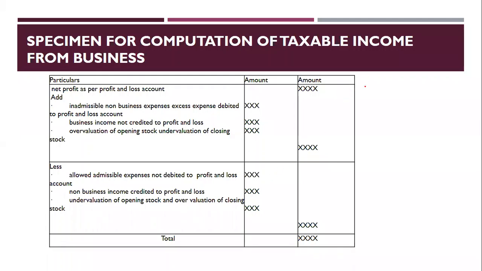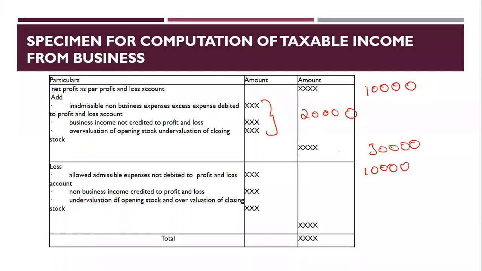For example, your net profit is 10,000, and you are adding all this and getting 20,000 for example, and your profit comes to around 30,000. Now you can minus allowed admissible expenses not debited. Any expense which is not considered in my profit and loss account, I'm going to minus it. Whatever it is, for example 10,000. Because of that, my profit will get reduced.